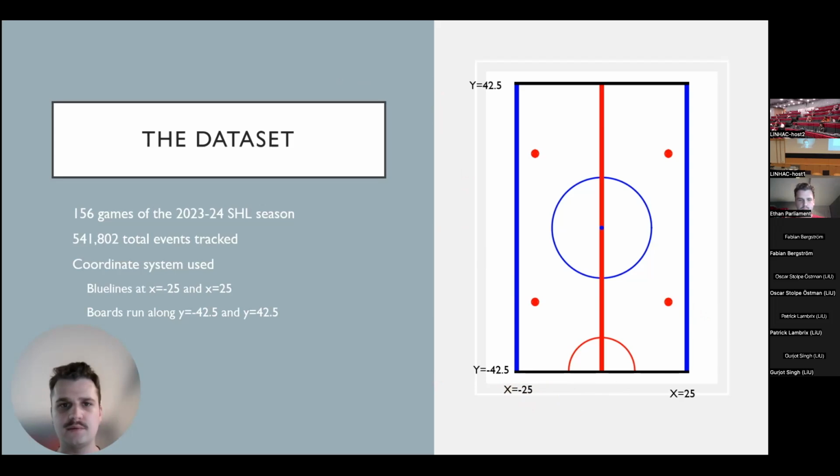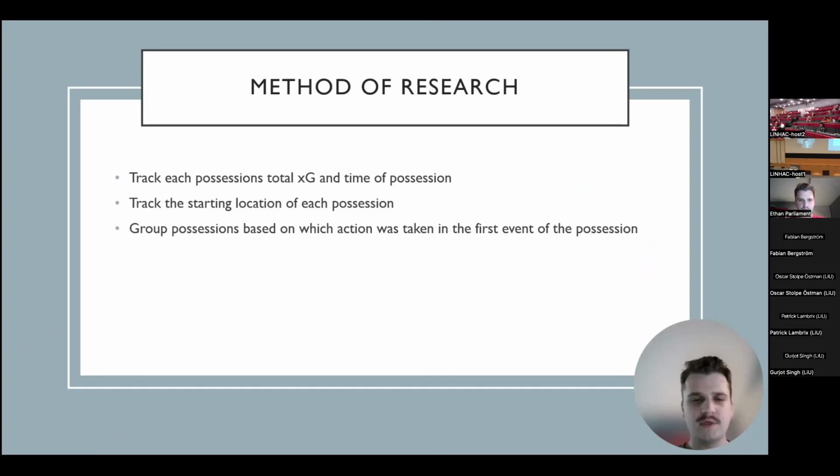In order to start the research, we needed to clean up the data in a way to make it processable. To start, we separated the dataset into each possession, and then filtered it to ones that started in the neutral zone. Once that was done, we were able to track the total expected goals of each possession and the time of possession. The starting location of each possession was also tracked, and then we grouped them based on which action was taken to start the possession.